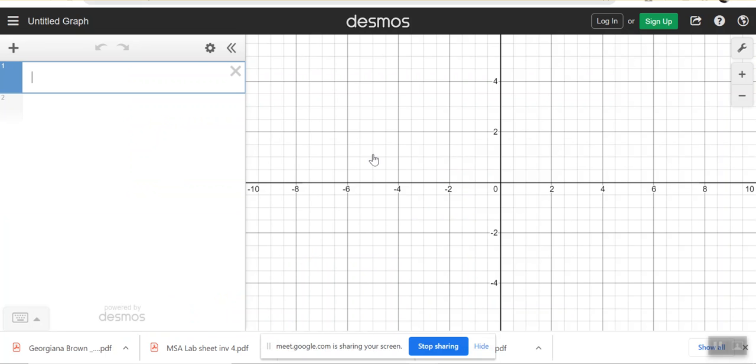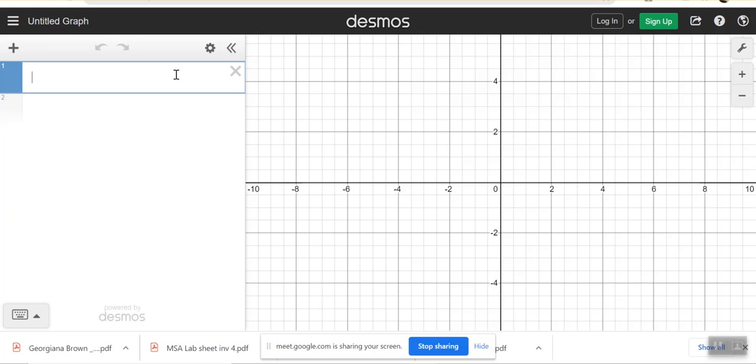Now, incidentally, DPS does pay for it, your DPS Google account does allow you to have an account on Desmos if you ever want to save stuff and log in. I believe that should work because I know teachers have that. All right, so then all you need to do is type in the equation.